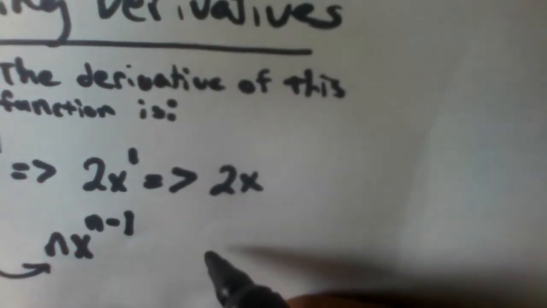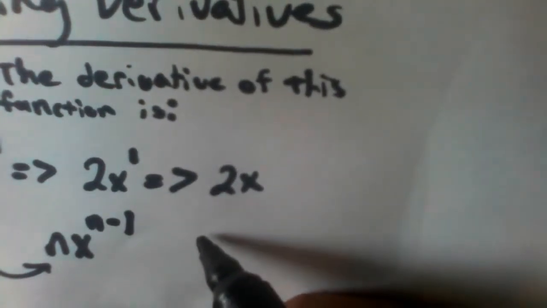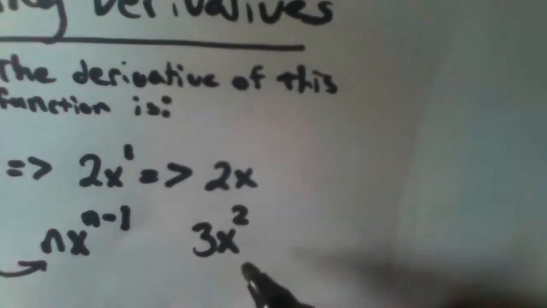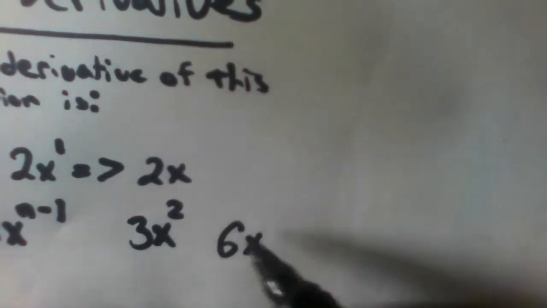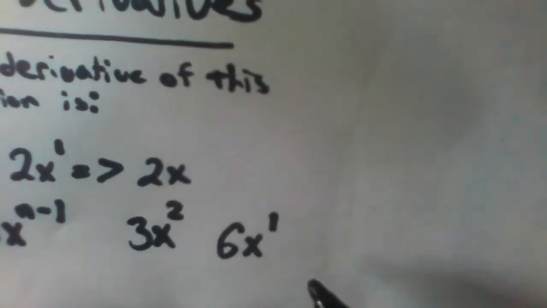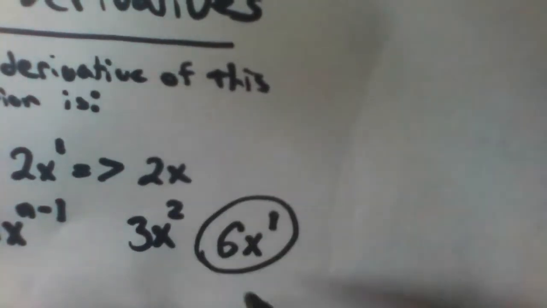So I think probably do more examples. Let's say you have 3x squared, and we want to take the derivative of this. Well, all you do is you get 2, and you multiply it times the coefficient 3, so 6x, then 1 taken away from the exponent 2, so it's just going to leave us with 1. So our derivative is 6x.